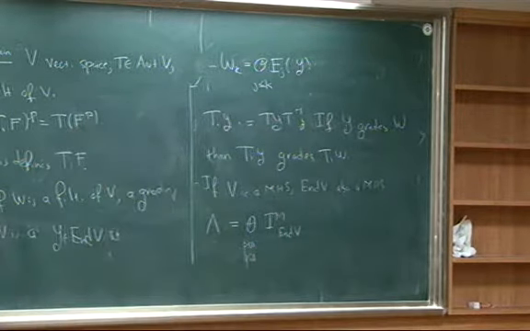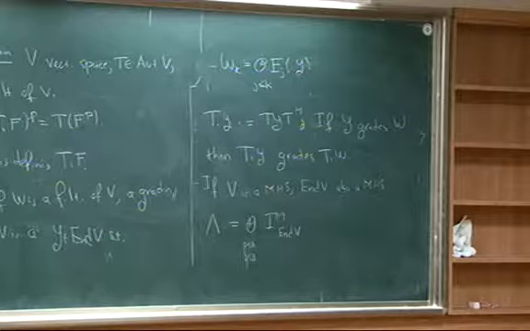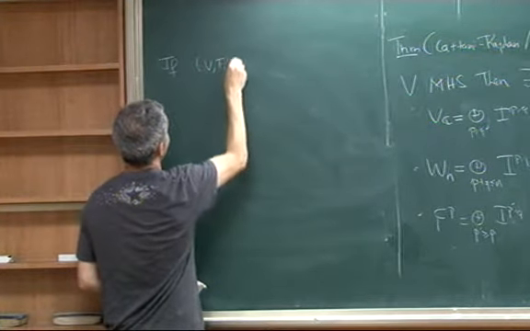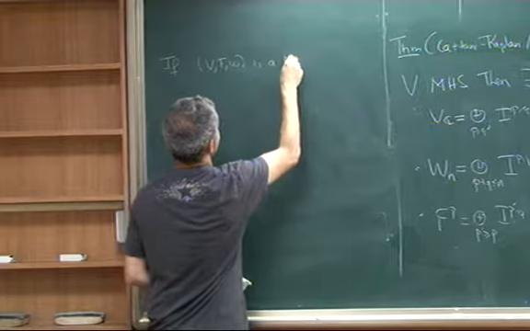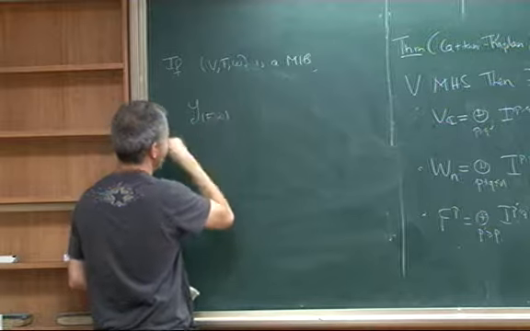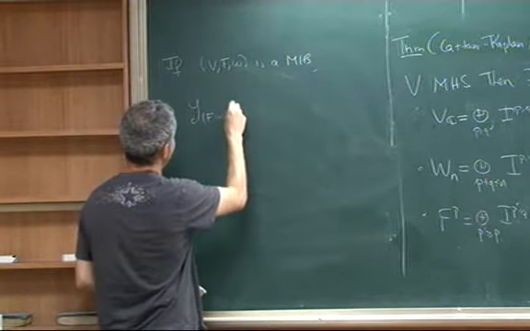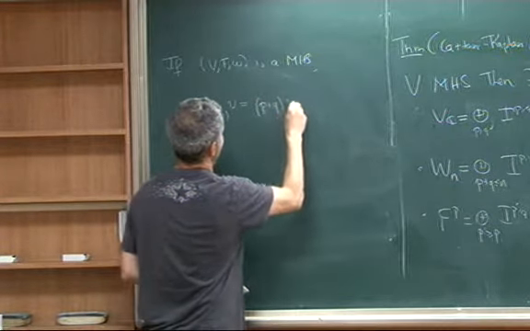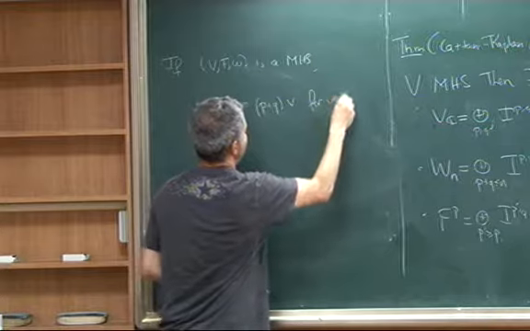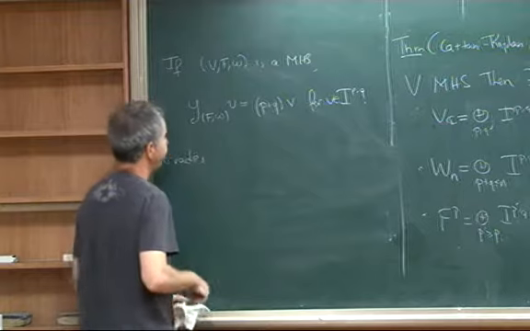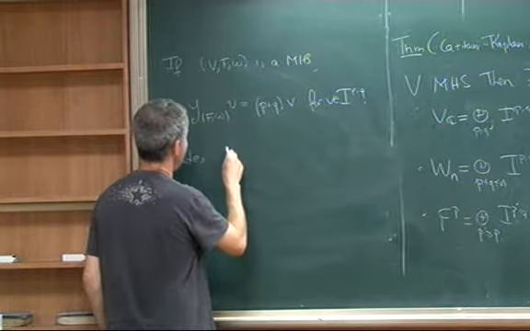but first I tell you one more piece of notation. So if V, F, W is a mixed Hodge structure, then Y of F, W is the grading of W defined as follows: Y of F, W is equal to P plus Q on V, for V in I^{P,Q}. So it grades W.